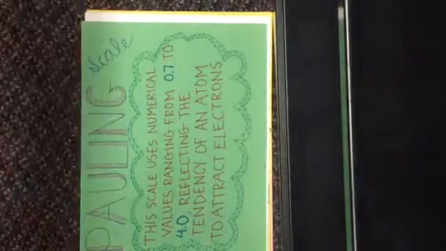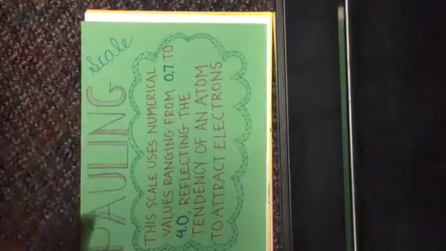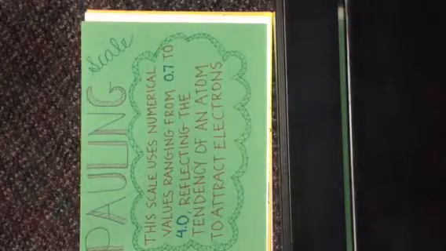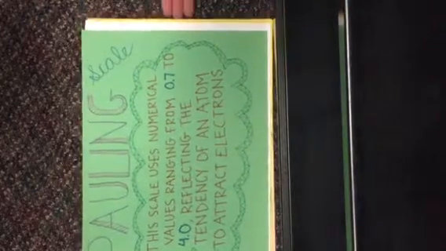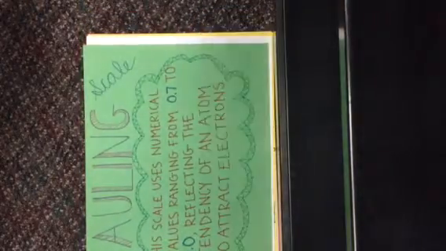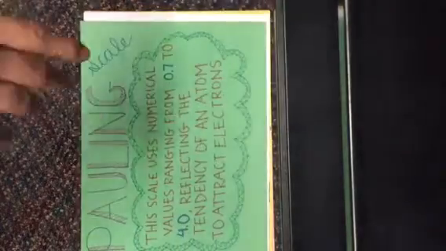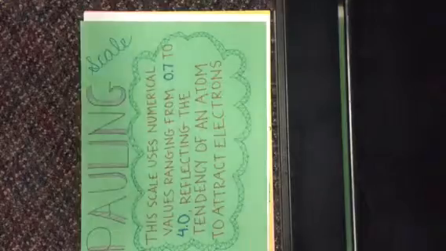Electronegativity is measured using the Pauling scale. The scale was made by a famous American chemist named Linus Pauling. The Pauling scale uses numerical values ranging from 0.7 to 4.0, reflecting the tendency of an atom to attract electrons.